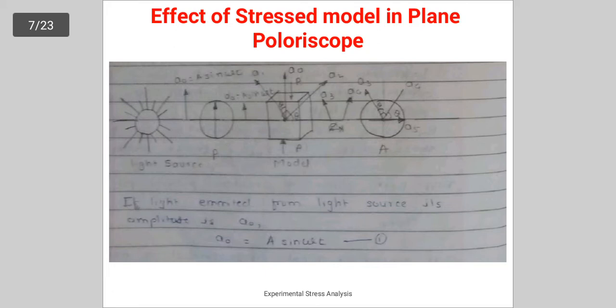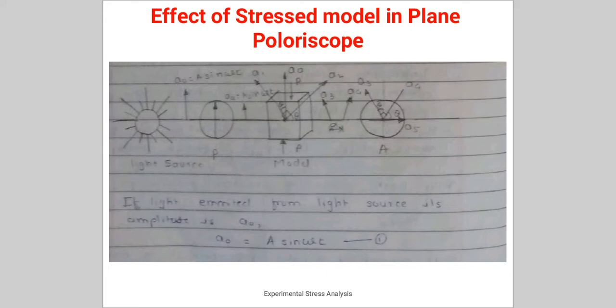So like that, we have derived the effect of stressed model in plane polariscope arrangement, in which we have calculated a total of 6 amplitudes, that is from A0 to A5U. Whatever amplitudes are already calculated, by using those known amplitudes we can calculate the unknown amplitudes. For example, the values of A1 and A2 are calculated by using A0. The values of A3 and A4 are calculated by using A1 and A2 respectively. And the value of A5 is calculated by using the values of A3 and A4.